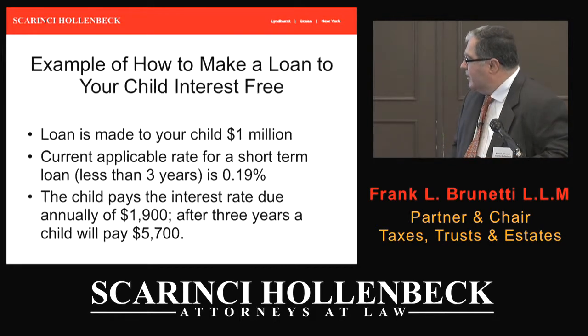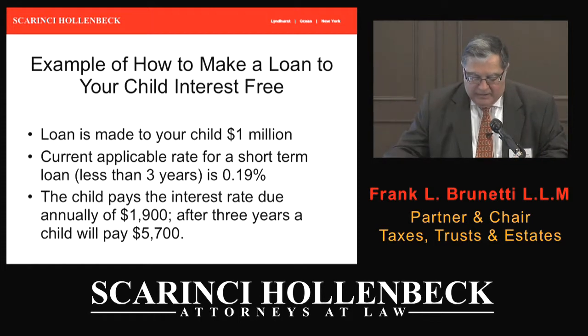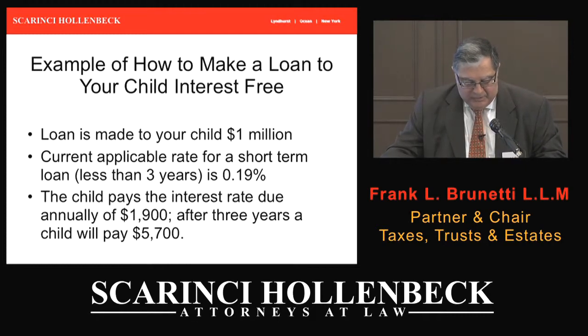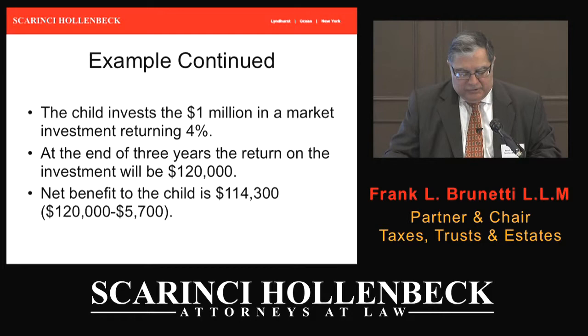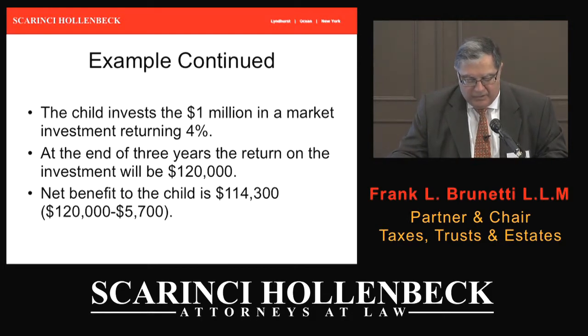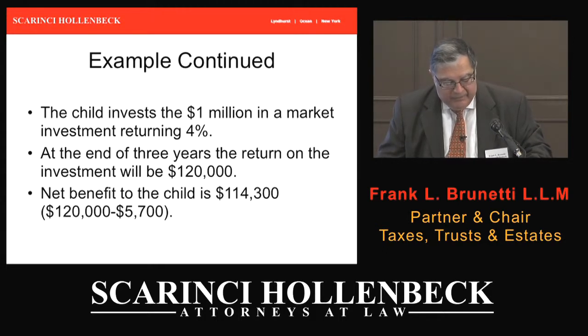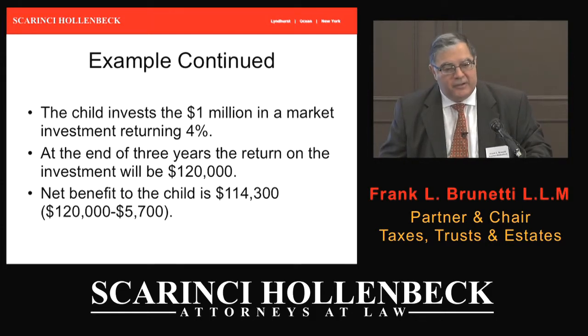In my example here, just to show you how this works, if a loan is made for $1 million and the applicable rate is 0.19% and it's less than 3 years, the child pays $1,900, and after 3 years the child will pay $5,700 of interest. If the child invests the $1 million in a market investment and gets a 4% return, at the end of 3 years, the child will have $120,000. The net benefit, of course, is $114,000. Now, the child will have tax on it, of course, but I haven't factored in the tax.